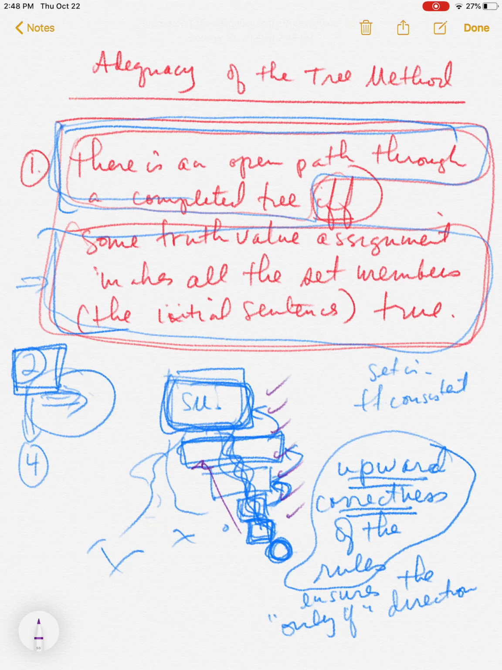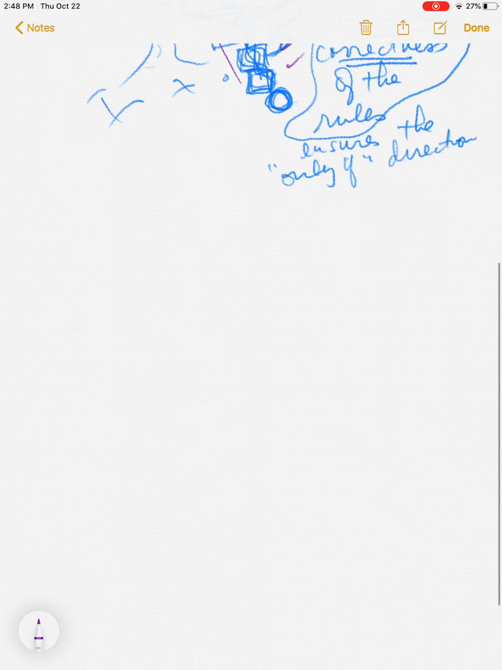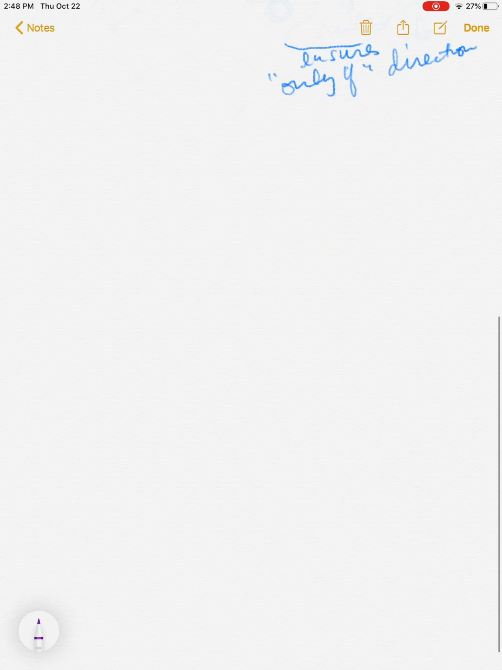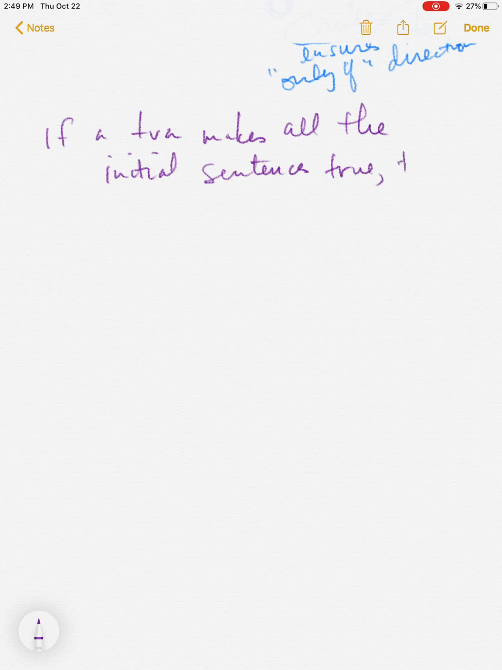Okay, the other direction, and I'm not going to go through the details of this part of the proof. This is in the handout. It's the proof of proposition number 3, which is on page 5, I think, of the handout. And so proposition number 3 is in the other direction. It's in the if direction, namely, if a truth value assignment makes all the initial sentences true, then it makes all the sentences on some path true.